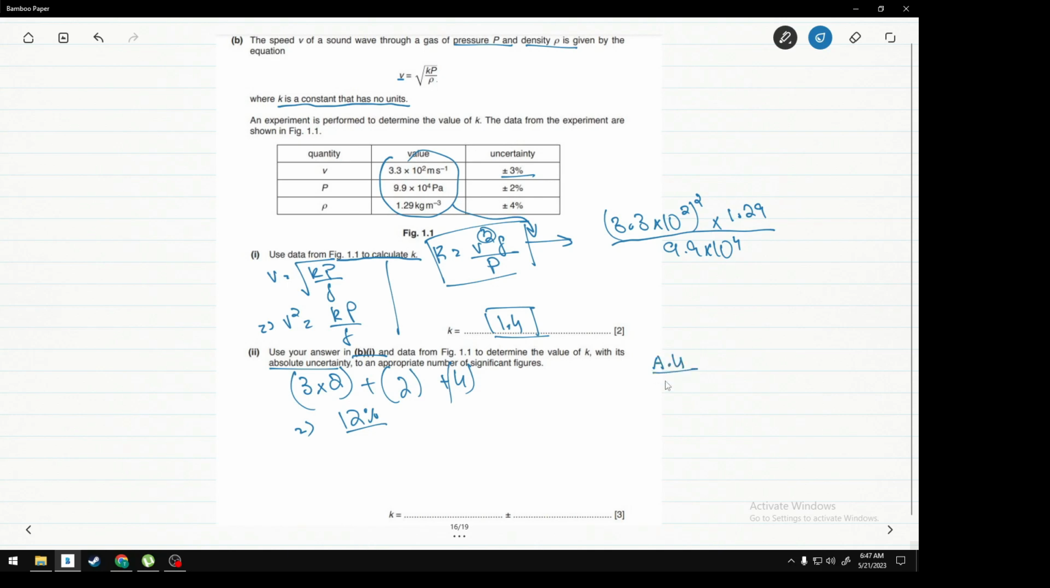Absolute uncertainty divided by actual value, I'm just putting a V here, multiplied by 100 is equal to percentage uncertainty, right? So absolute uncertainty is equal to percentage uncertainty divided by 100 multiplied by value, which is 12 divided by 100 multiplied by, what is the value? 1.4. So the absolute uncertainty comes down to, let me just do my calculation.